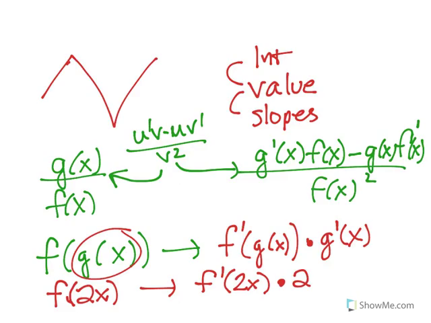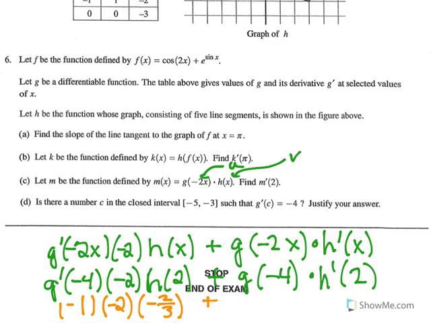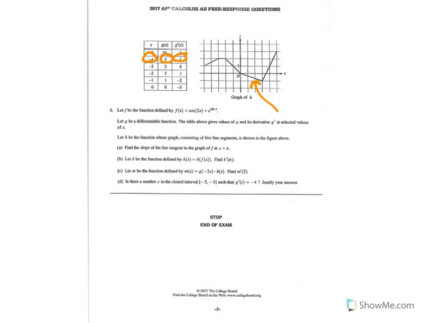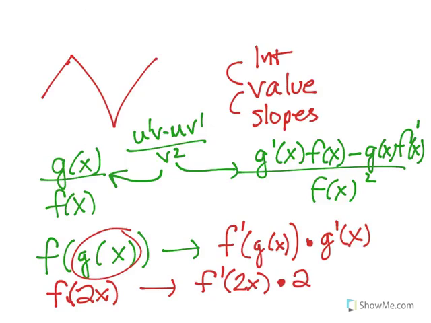Plus, I need g of negative 4. So at negative 4, g is 5. And h prime of 2. So I need the slope at 2, and the slope at 2, so this slope, which you already said was negative 1/3.